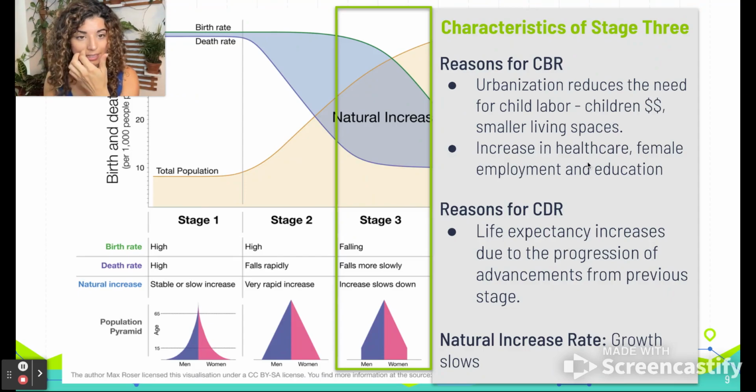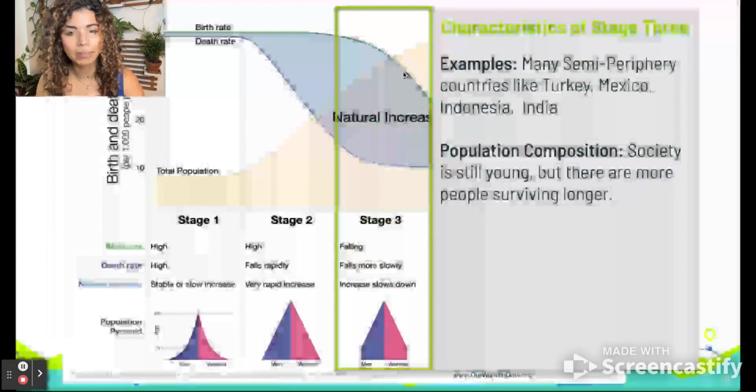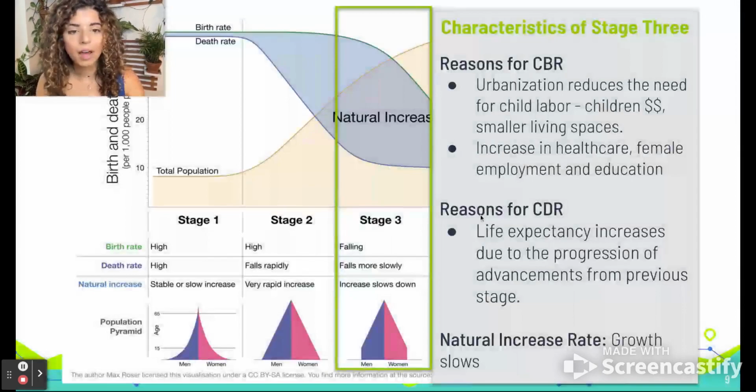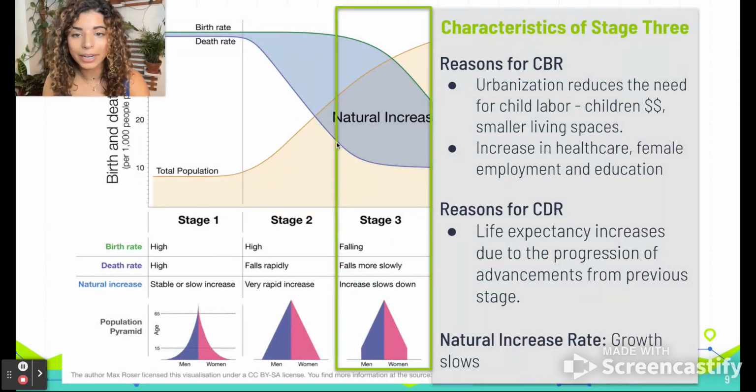There's also an increase in healthcare and female employment and education. So now we're seeing women starting to work more. Then they're able to put off having children, and then we see that birth rate dipping down. Reasons for crude death rate. So again, death rate is here, dipping down, but not too quickly, and then kind of leveling out.